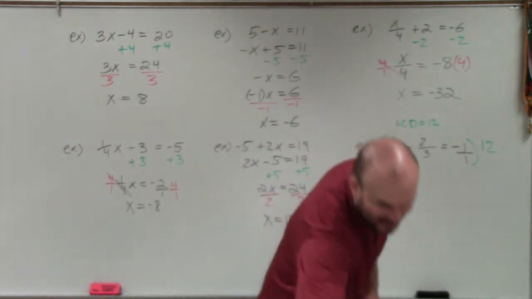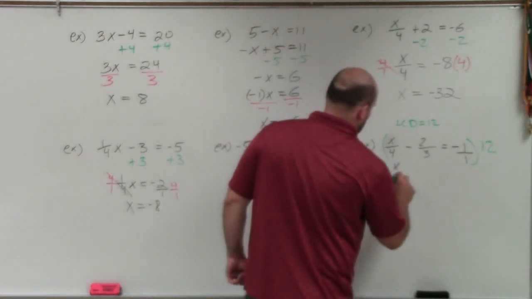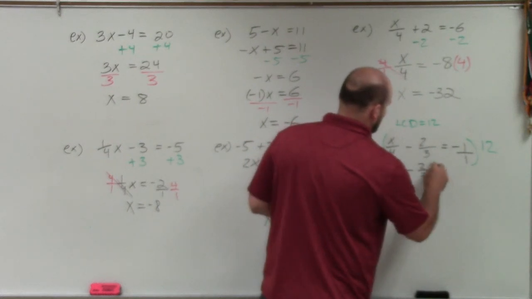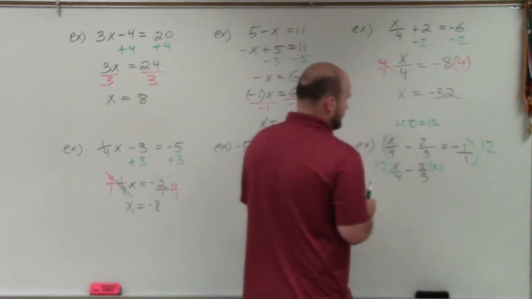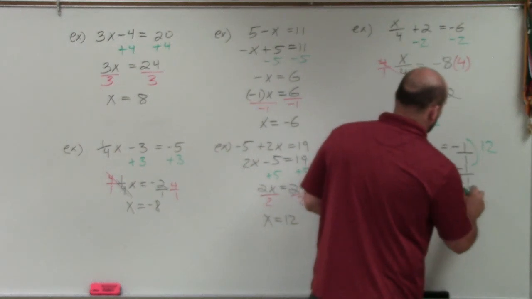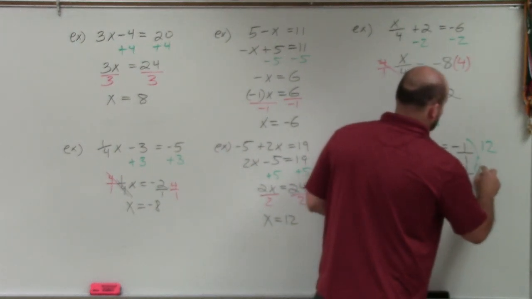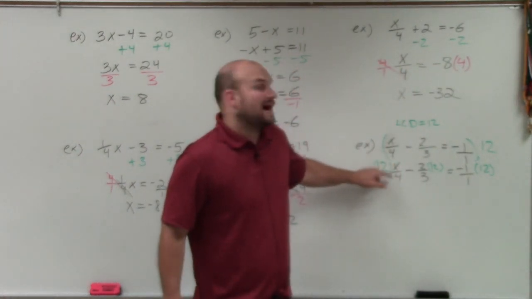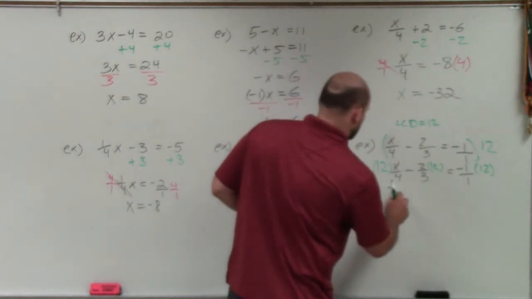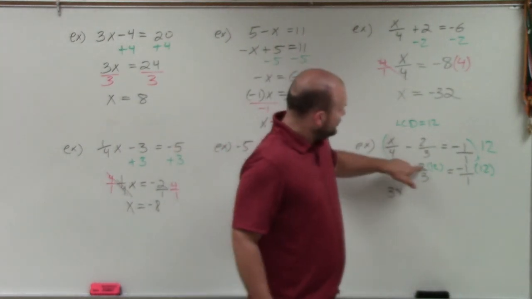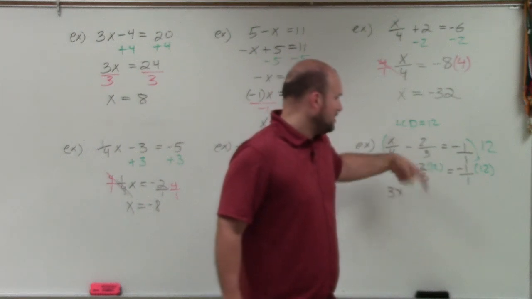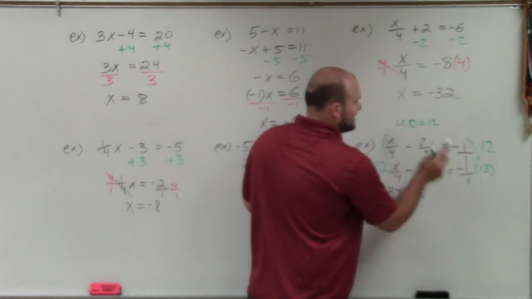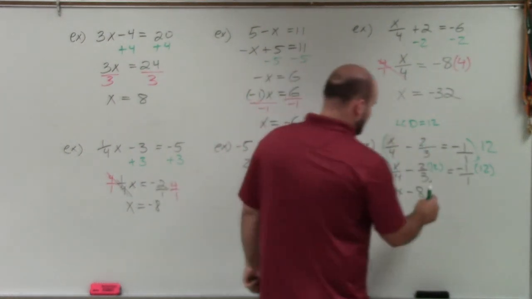So it's going to be 12 times x over 4 minus 2/3 times 12 equals negative 1 over 1 times 12. OK, now let's look at what happens. 12 times x divided by 4: I can divide 4 into 12, which gives me 3x. You could multiply this across if you wanted to. 2 times 12 is 24, divided by 3 is 8. And then 12 times negative 1 is negative 12, divided by 1 is just negative 12.